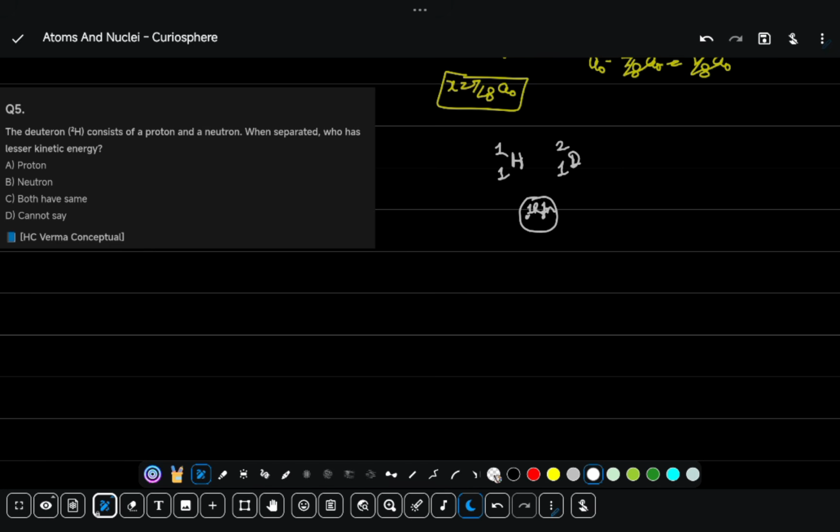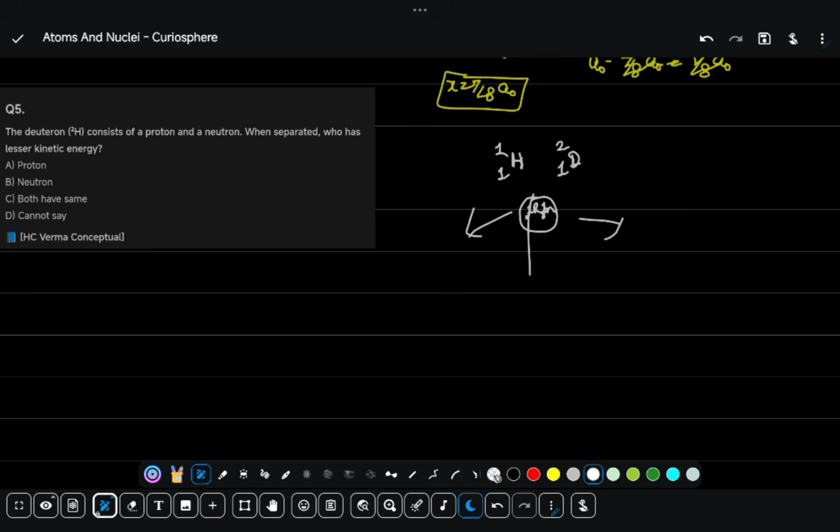One proton and one neutron. When separated, who has lesser kinetic energy? First of all, after separation, for momentum to be conserved, they must move in the opposite direction, because we assume there is no external force causing it. It is happening just because of the forces within.